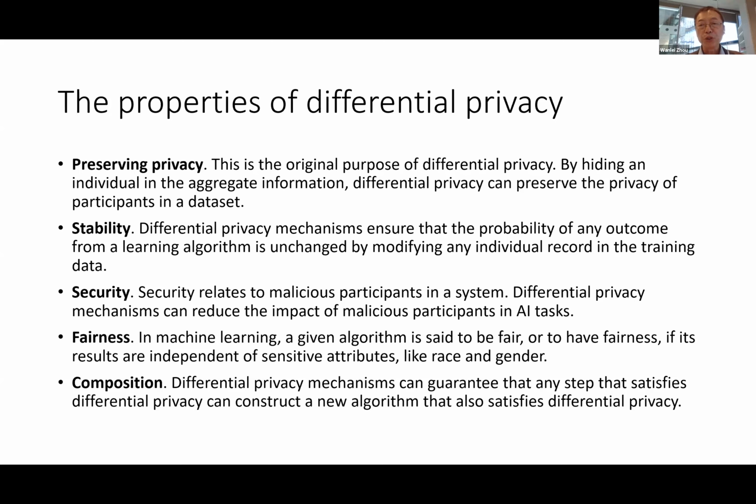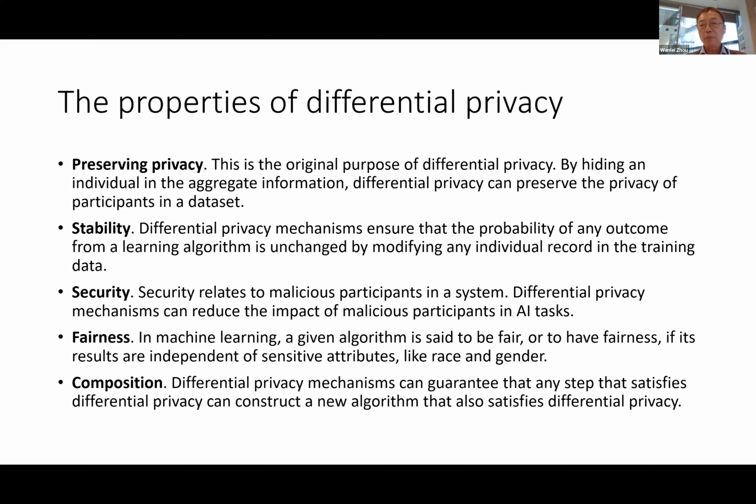We can reduce the biases in our learning results, especially for race or gender, because the historical data we collected has lots of bias embedded in it. For example, a certain race is overrepresented in prison, right? So when you learn from the data, you get output that significantly highlights that particular race. That's not right in terms of fairness. But by adding noise using differential privacy, we can make the machine learning output much more fair. Composition is another one.